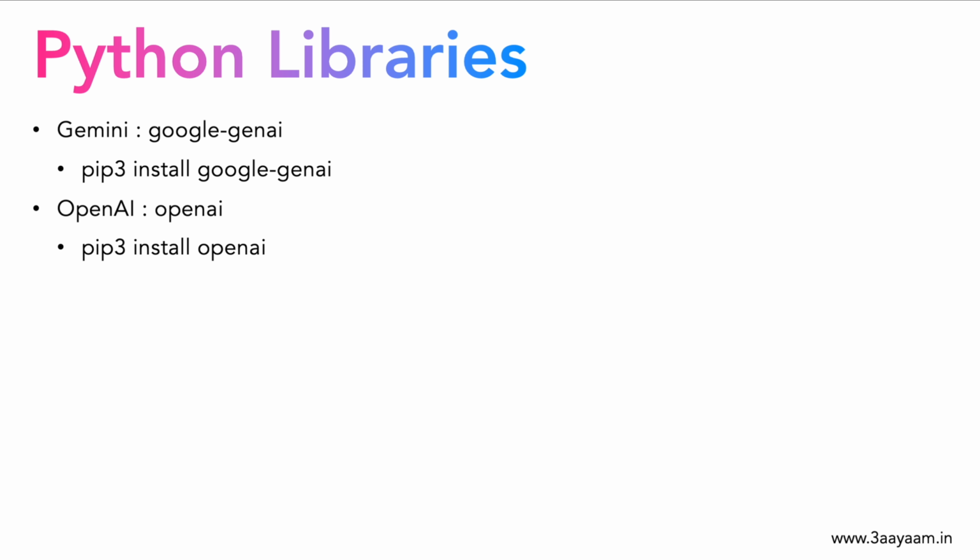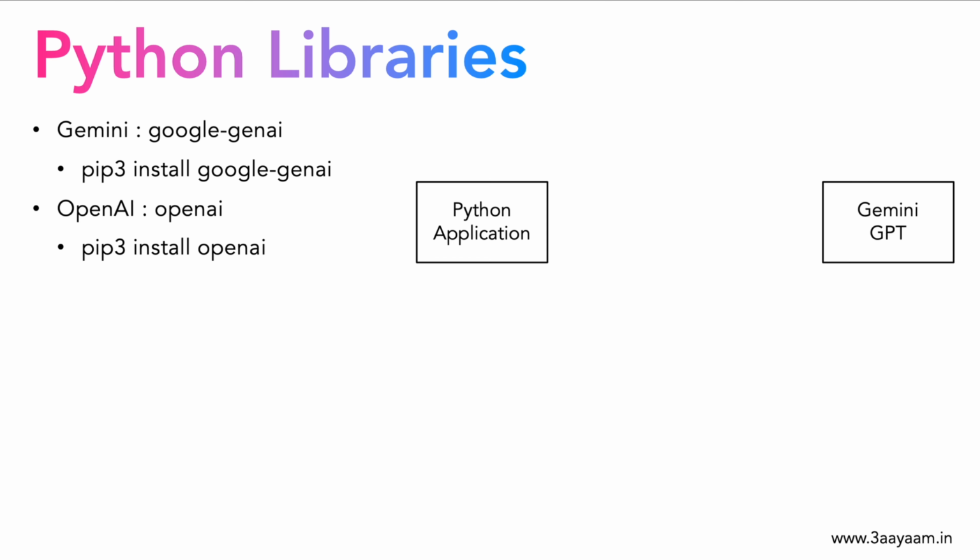These are nothing but the SDKs that I was talking about, a software development kit. These SDKs provide a lot of APIs, a lot of functions, methods, etc., which can be used to communicate with the GenAI models. So let's say we have our Python application and we have Gemini or GPT series of models. We import these libraries or we install these libraries, and using these libraries or modules or SDKs, we make API call to the GenAI models.